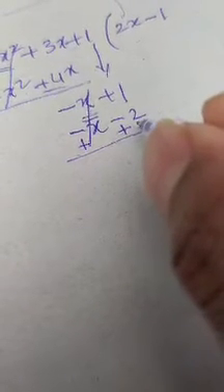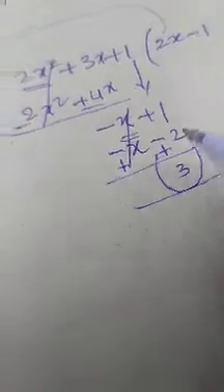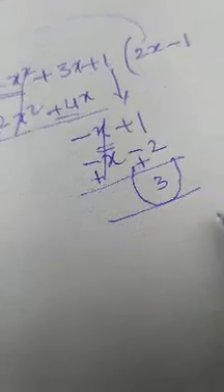Now change the signs. If it is minus, take it as plus. Minus x gets cancelled. Plus 1, this is plus 2. Now plus 1 plus 2, 3. Now the degree of the divisor is 1, the degree of the remainder is 0. So the degree of the remainder is less than that of the divisor. So stop the process.